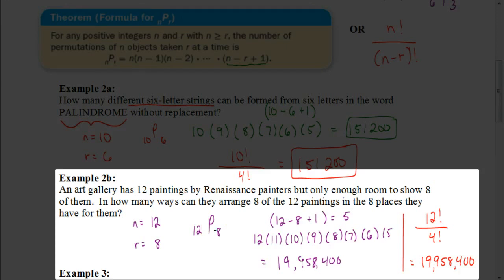If you use the first method, what I did here is I figured out where I would have to stop. Well, 12 minus 8 plus 1 is 5. So starting with 12, I would go all the way down to 5. And when you do that, you get 19,958,400. Or personally, what I prefer doing is using the factorial method. So if I do that, I'd have 12 factorial divided by 12 minus 8 factorial, or 4 factorial. And as a result, you get the same number, 19,958,400.